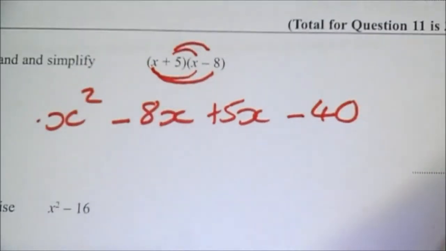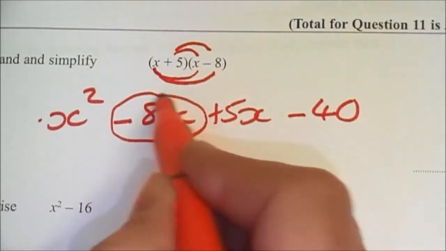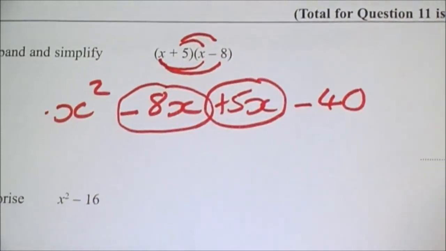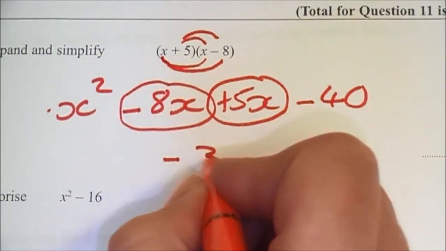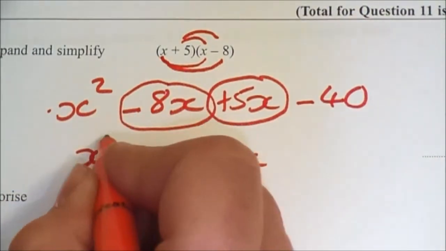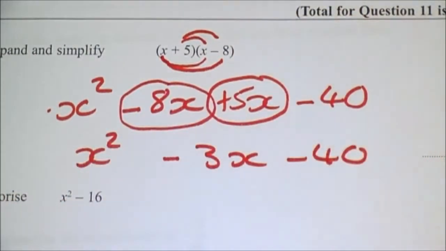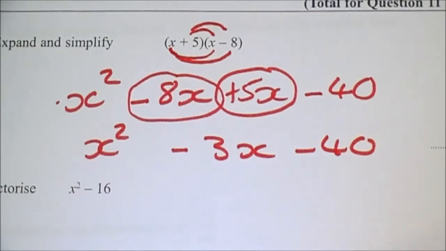What I'm going to do then is collect and simplify. Negative 8x, add on 5x, is going to leave me with negative 3x. Haven't done anything to that x squared. Haven't done anything to that negative 40. So my answer is x squared minus 3x minus 40.